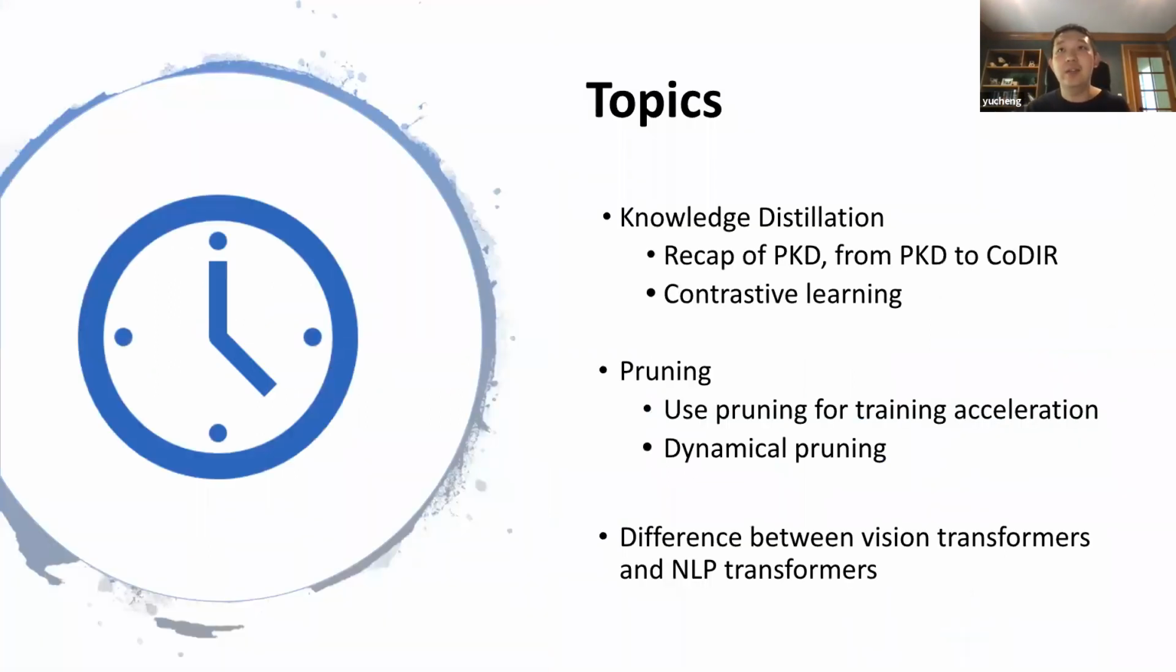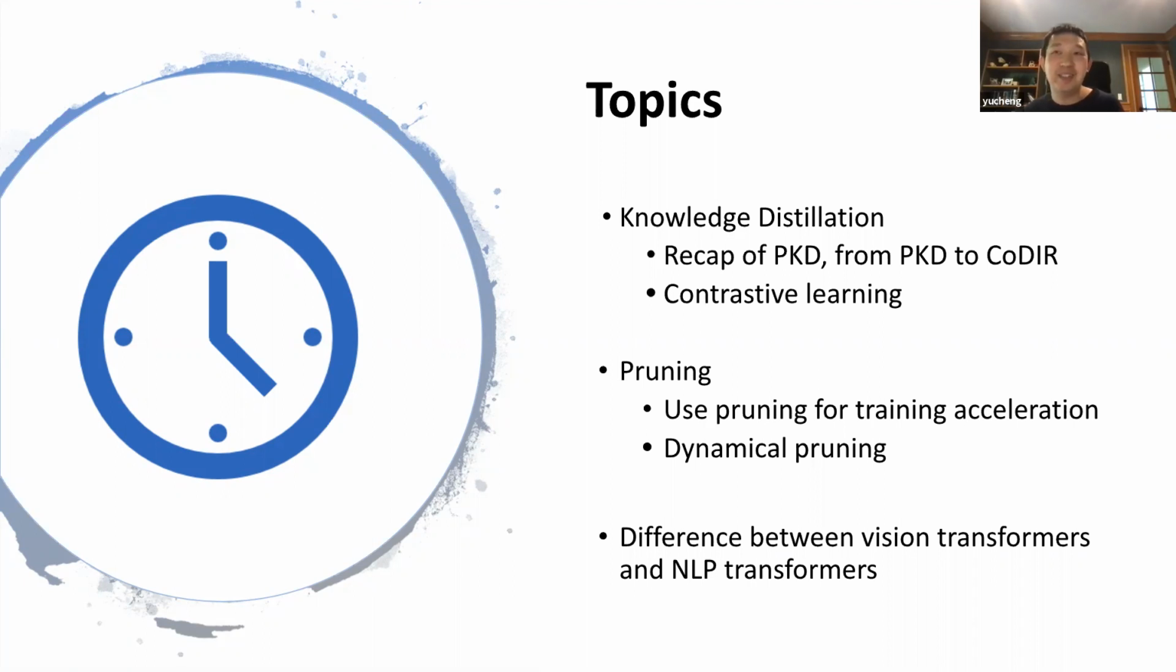Here's the topic today. For knowledge distillation, we're talking about patient knowledge distillation, and also how to use contrastive learning in knowledge distillation. For pruning, we mainly discuss how to use pruning techniques for training acceleration, and also how to do something called dynamic pruning to save both the memory cost and the training or the pruning cost.